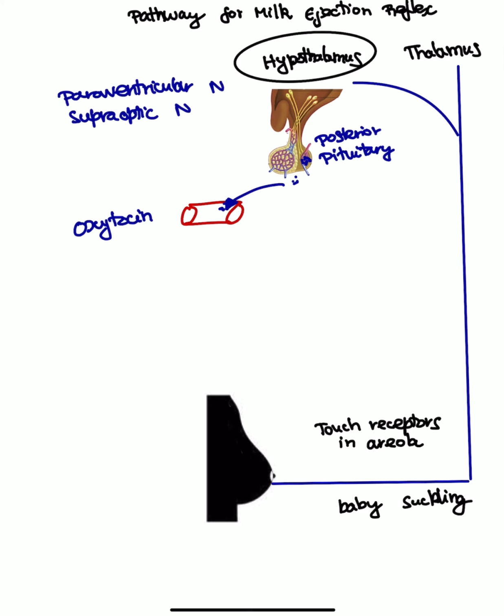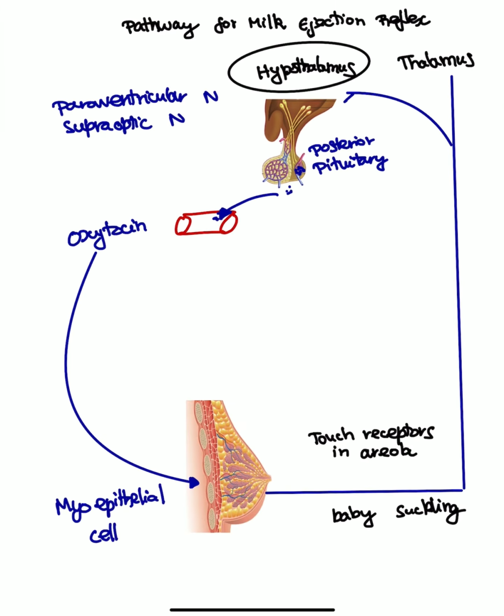The released oxytocin in the circulation is going to act on the breast tissue. Specifically, it is going to act on the myoepithelial cells. So what is this myoepithelial cell and where is it present? If you see the breast tissue, it contains glands and adipose tissue. When you see the glands, it is an exocrine gland, which means it will have an acinar portion and duct. And the duct will end in the nipple.